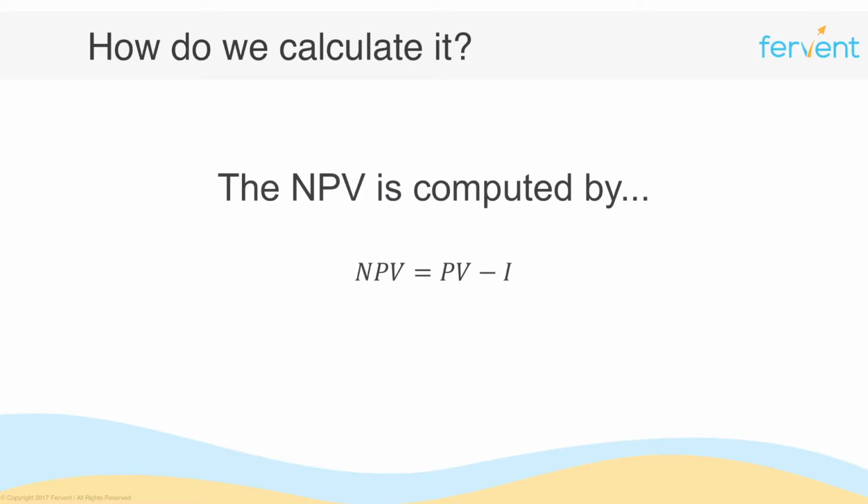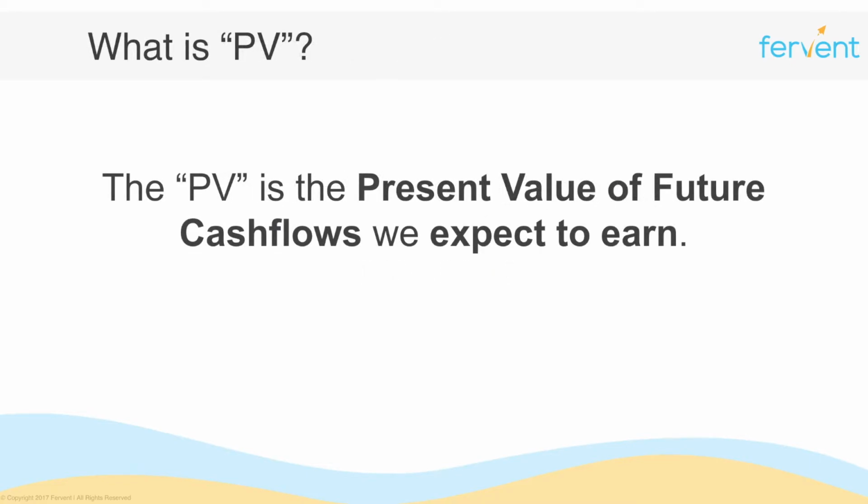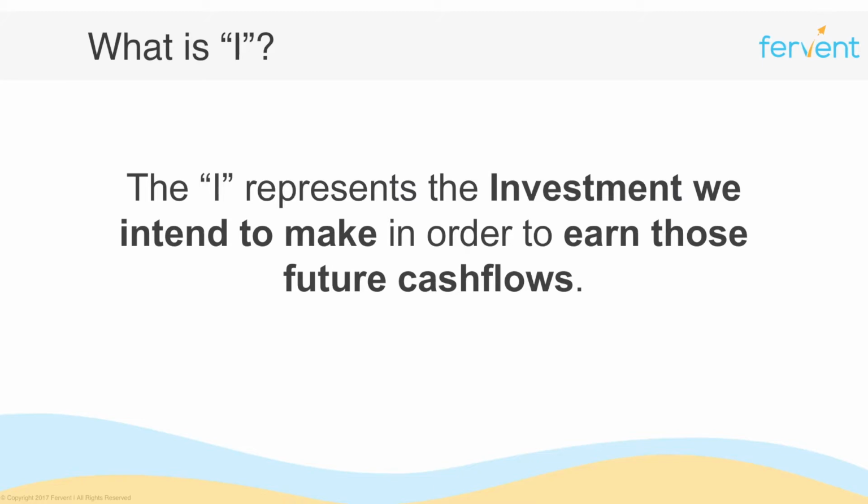So what do we mean by PV and what do we mean by I? Well, the PV is the present value of future cash flows that we expect to earn. It's taking the cash flows that we expect to earn in the future and discounting them all the way back to the present so that we can see how much those cash flows are worth to us right here, right now, today. And the I, of course, refers to the investment that we intend to make in order to earn those future cash flows. So remember, you've got to spend money to make money, or you've got to invest money in order to make money.